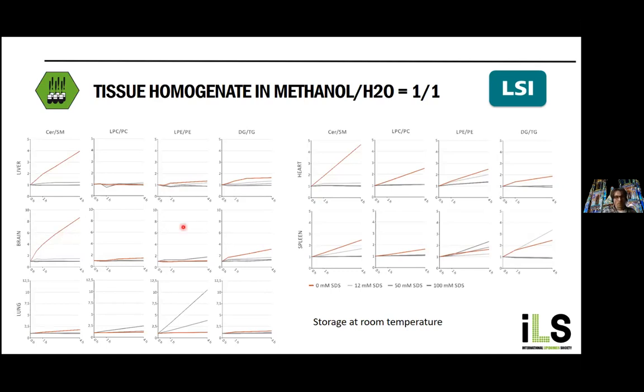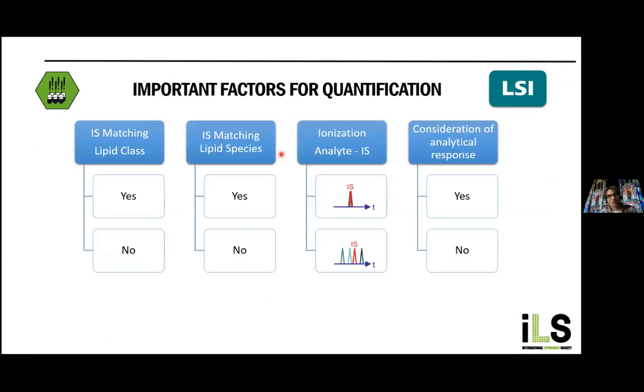So to summarize all that, what are important factors for quantification? It's the internal standard, obviously. Is it matching the lipid class, or is it even matching the lipid species? Do we have co-ionization of analyte and internal standards? I think that is just analytical chemistry, that it's quite an important factor. Did you consider the analytical response in your settings? This could be done by calibration line or response factors.